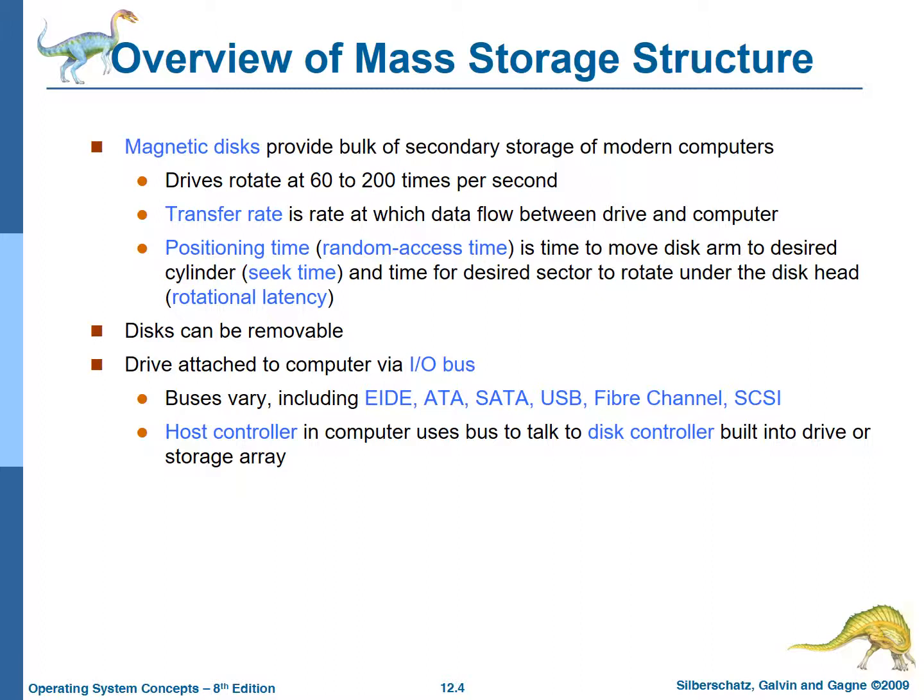Magnetic disks provide the bulk of secondary storage of modern computers. Drives rotate 60 to 200 times per second. Transfer rate is the rate at which data flows between the drive and the computer. Positioning time is the time to move the disk arm to the desired cylinder, and the time for the desired sector to rotate under the disk head. Disks can be removable. The drive is attached to the computer via input and output buses.